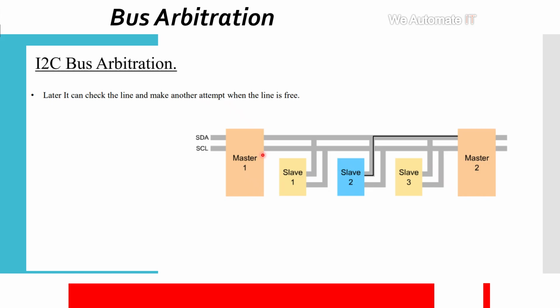Then pull-up resistors are required. It actually reads as a pull-up resistor, which is in the bridge. So it has pull-up resistors required. Then bus length is limited.